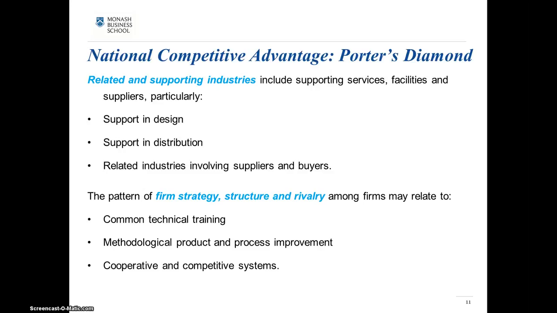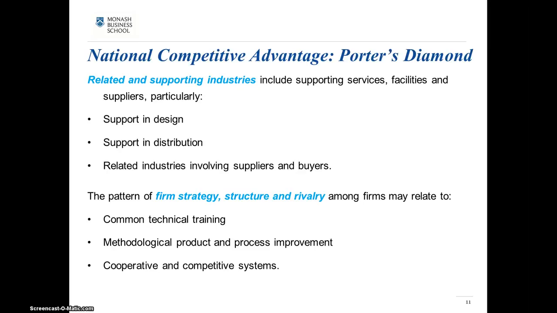Finally, the pattern of firm strategy, structure, and importantly, the rivalry among firms. And this relates to things like the common technical training, methodological product and process improvements, and the cooperative and competitive systems. But it's really that the firm structure and rivalry is probably the key thing here.